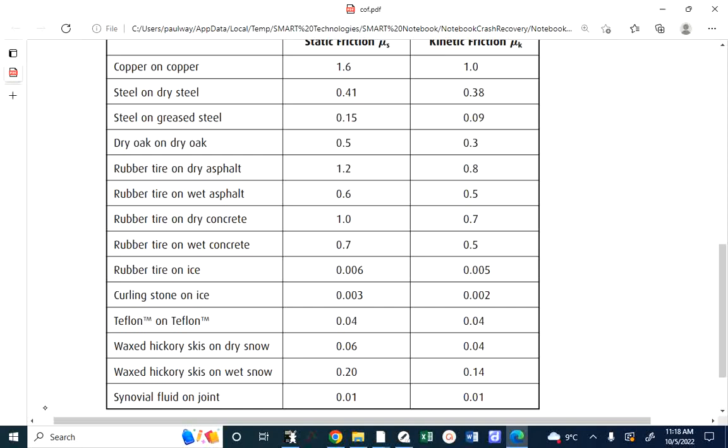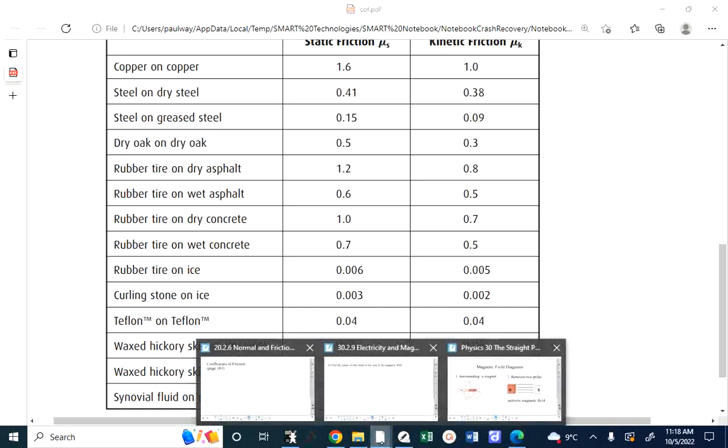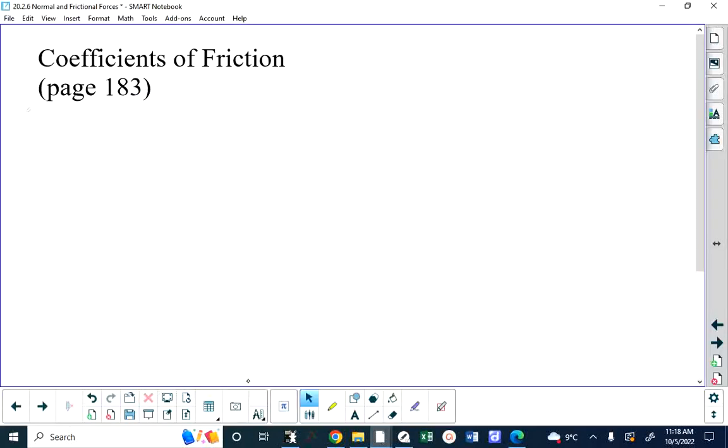And looking at the clock here, we may do a little demo today, but I think tomorrow you're going to do a lab where you determine a coefficient of friction. And we're going to do it using a graphical analysis, but that's okay. Teflon on Teflon. I guess curling stone on ice is the smallest one we have here. All right, let's get back to the lesson at hand.